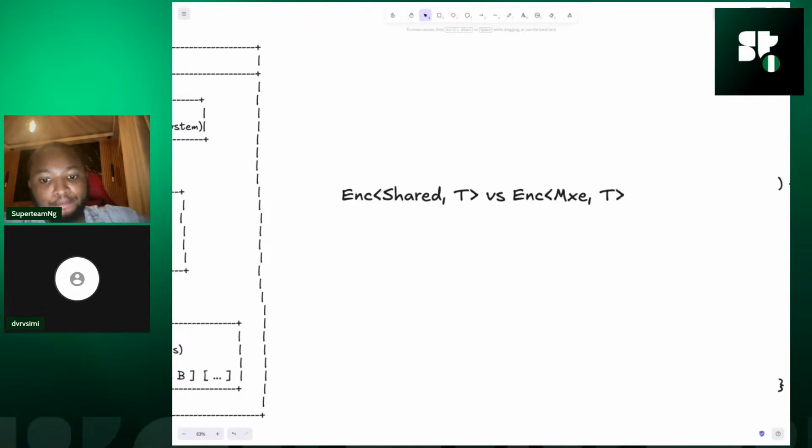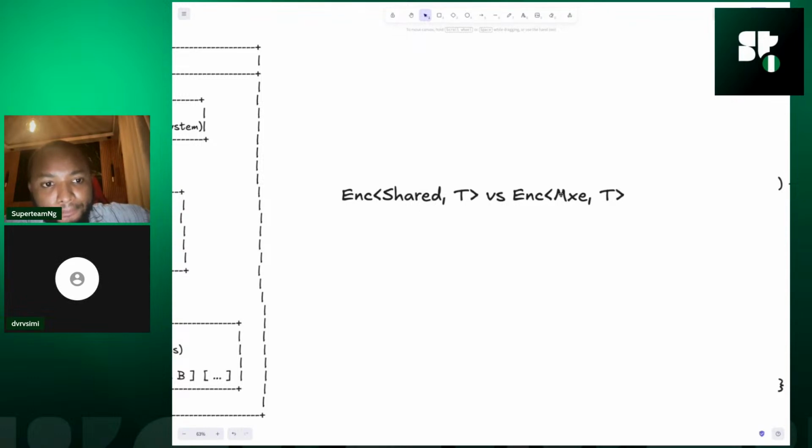So I'll go over that again. For encrypted shared, the user can encrypt anything and send it to chain. The user is in control, but the MXE can also work on this. Let's say the MXE needs to process something on it.